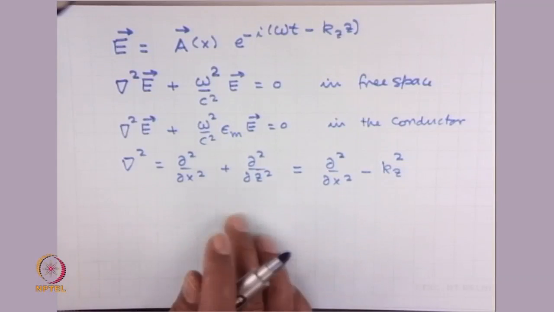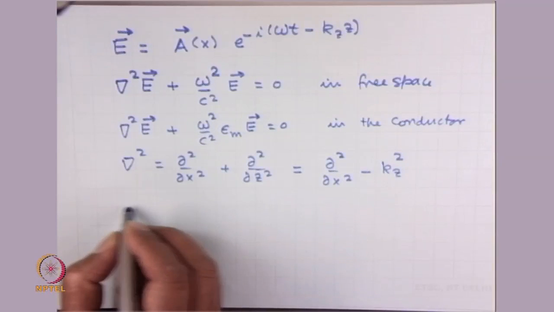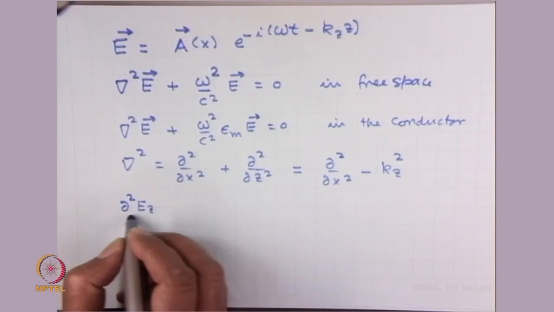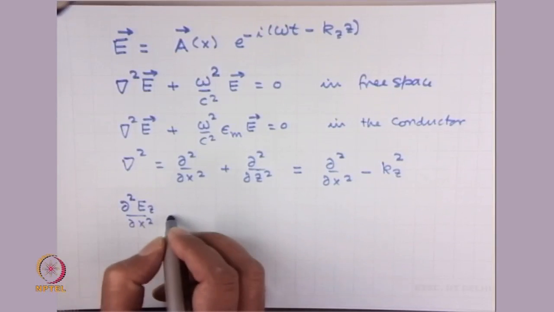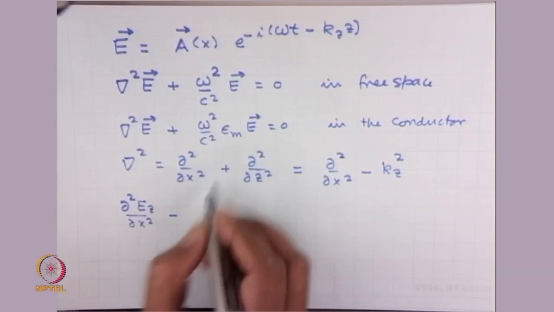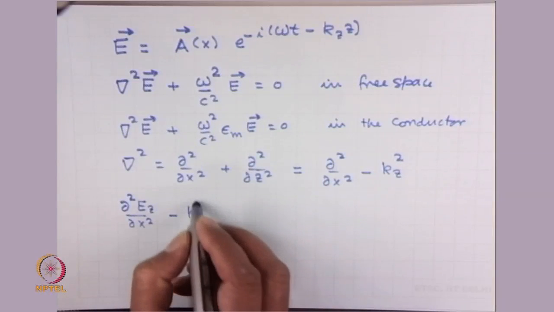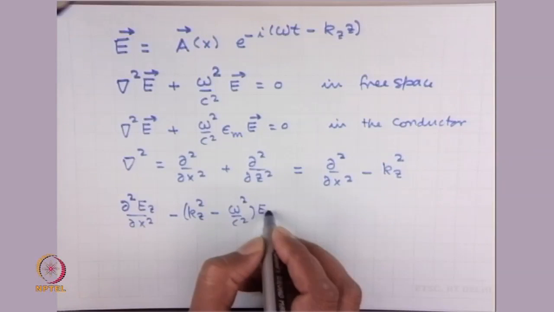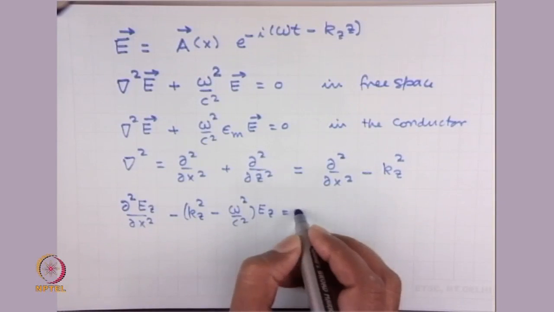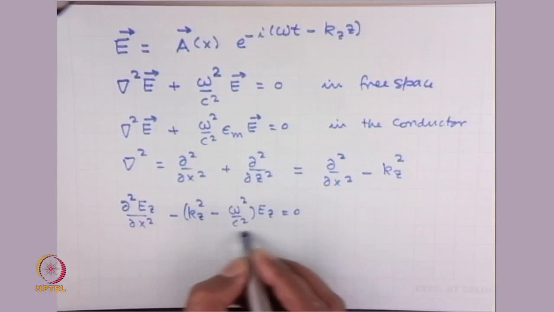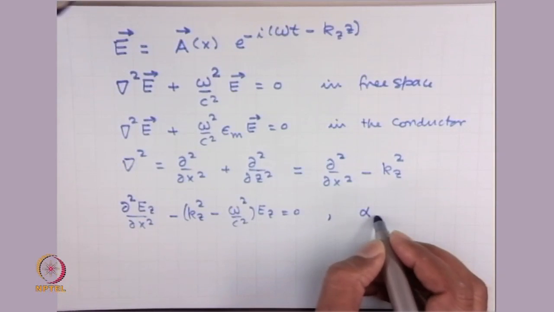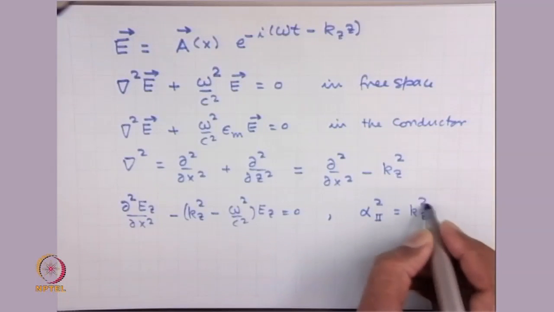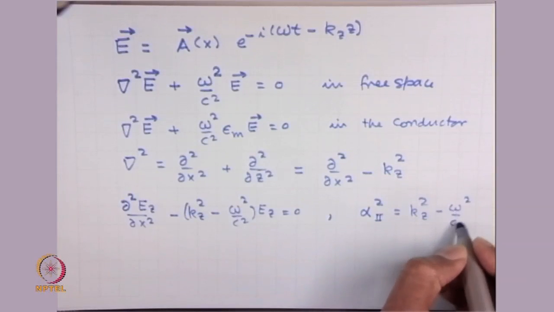So, let me write the field equation inside, in free space. It would be d square Ez by dx square minus kz square minus omega square by c square, times Ez, is equal to 0 in free space, and this is a constant quantity. So, I would define alpha 2 square is equal to kz square minus omega square by c square.